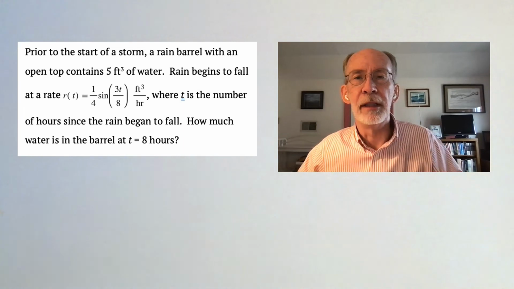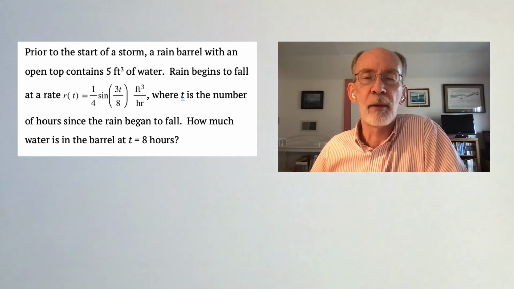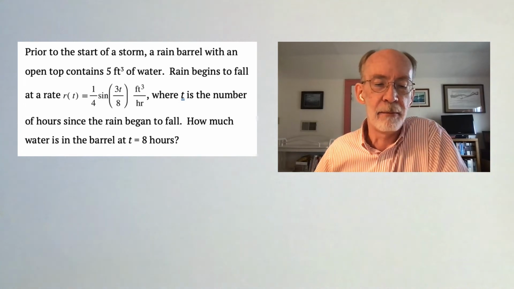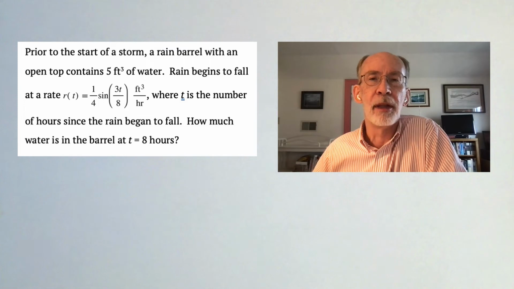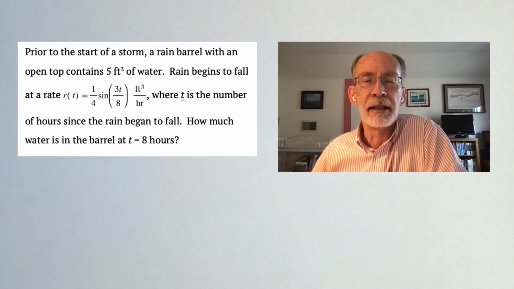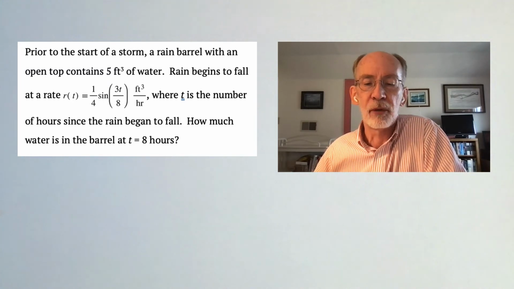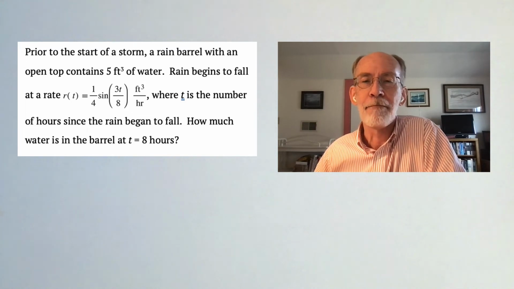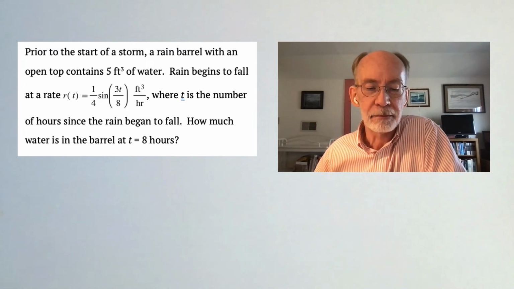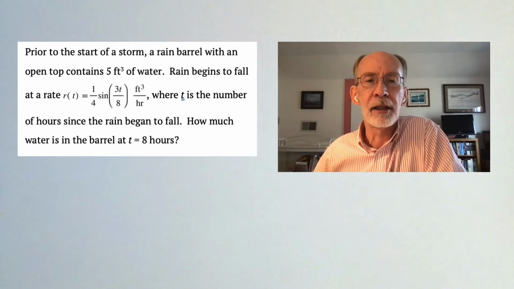Here's an application of this idea that is similar in spirit to a number of problems one might see on an AP exam. And it goes like this. Let's imagine we have a rain barrel with an open top, and it contains initially 5 cubic feet of water. And it begins to rain at a rate r of t equals 1/4 sine of 3t over 8 in cubic feet per hour. I know, humor me on that one.